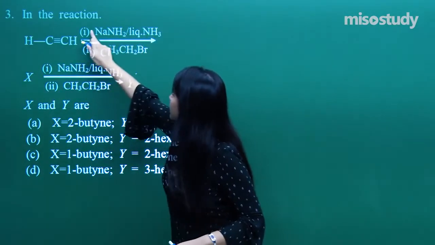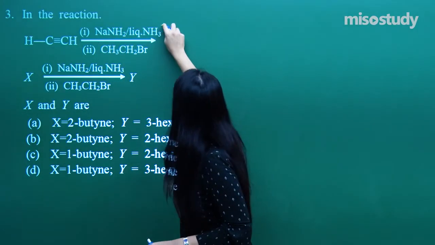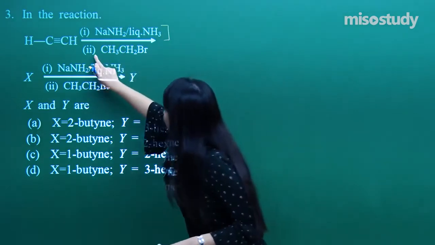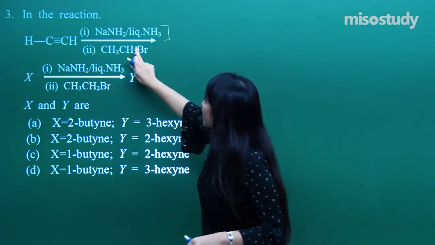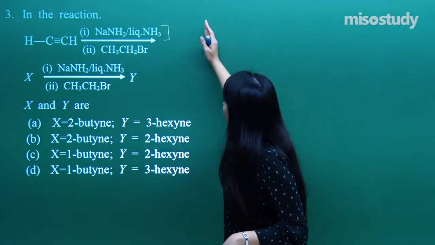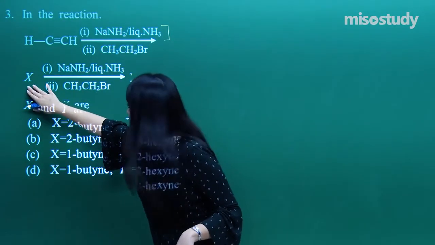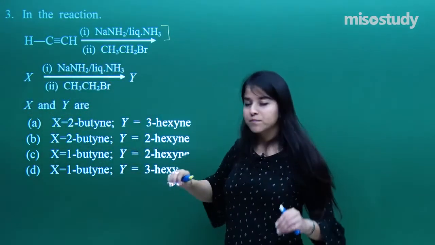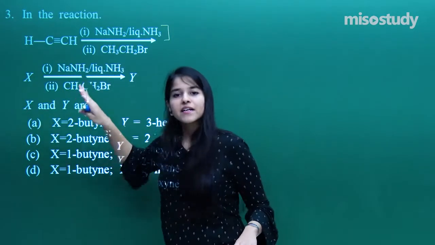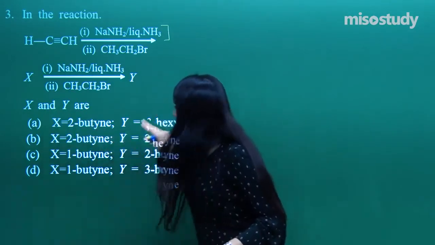Acetylene is first reacted with this kind of a reagent. So you need to recall what reagent this is. And the second step is they are making it react with the alkyl halide. So you need to obtain something. What is that something? That something is X, as mentioned. Now this X which has been obtained is again made to react with the similar reagent and we obtain Y. So you need to find out the values of X as well as Y.